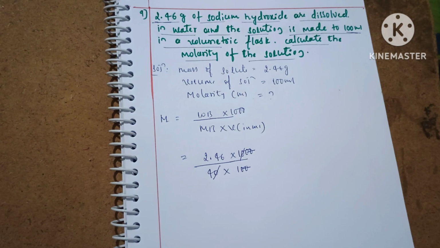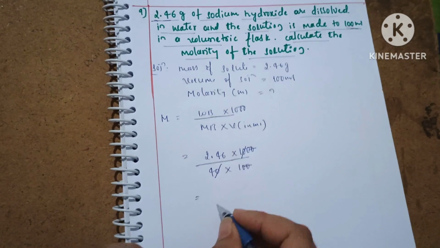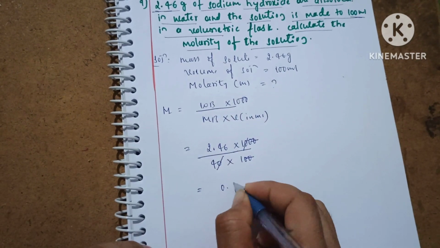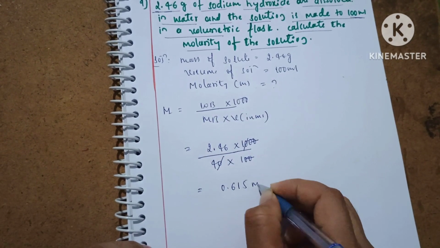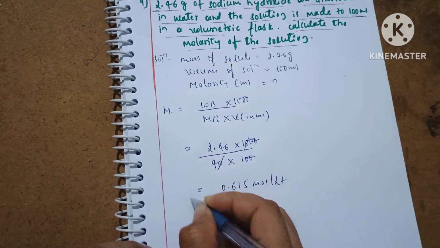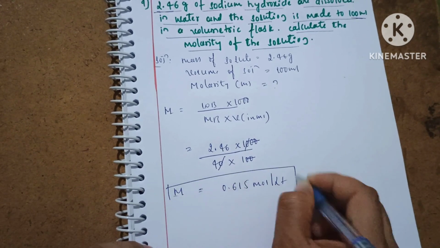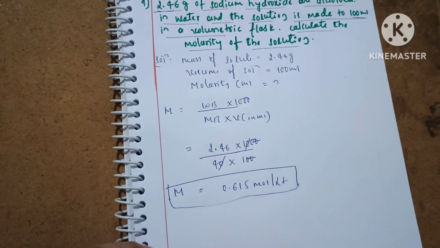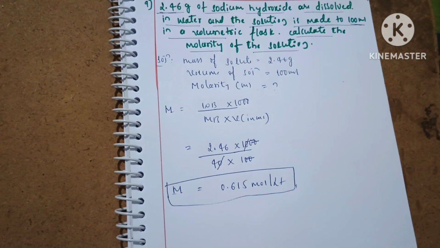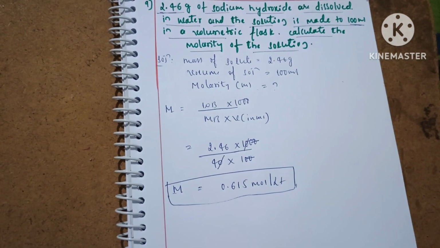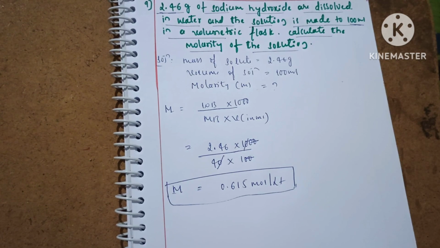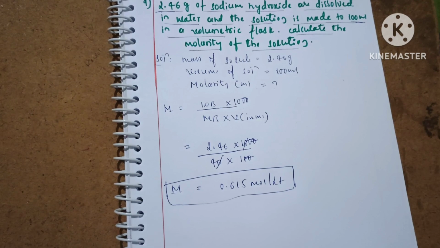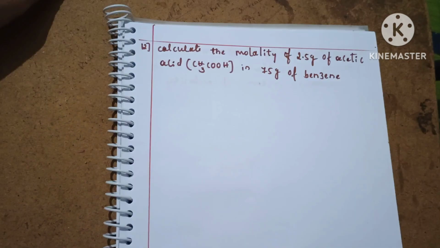2.46 divided by 4, the answer becomes 0.615 mole per liter. Therefore capital M is equal to 0.615 mole per liter. Why? Because we are calculating the molarity of a solution. Okay, this is the fifth numerical.